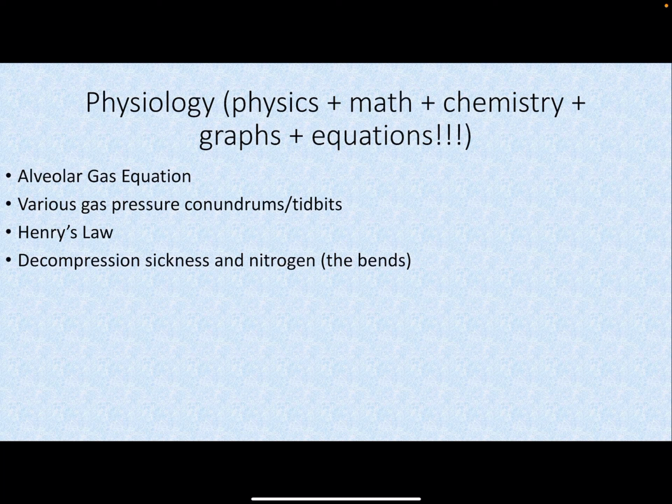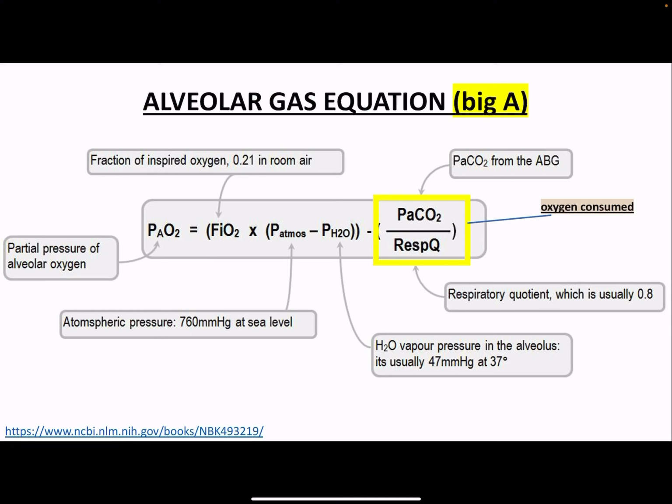All right, let's talk about gases and tons of equations, probably more than you need or want to know about gases, but I honestly went down a rabbit hole. For me, understanding the nitty-gritty of how the O2 and the CO2 levels change helps a lot with future pathologies, but again, don't feel pressure to understand everything. We'll go into the alveolar gas equation, a bunch of stuff about gas pressures and little tidbits, conundrums, fun facts, Henry's law, decompression sickness. Alveolar gas equation.